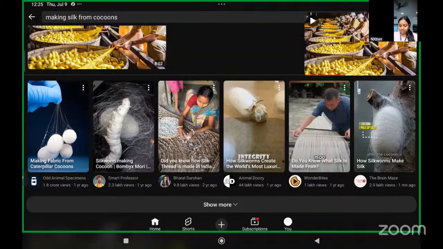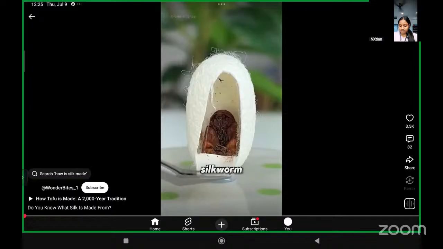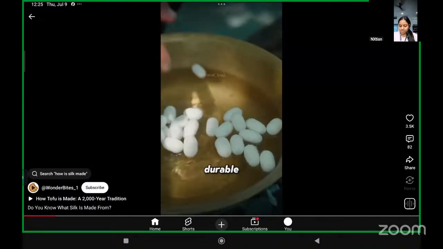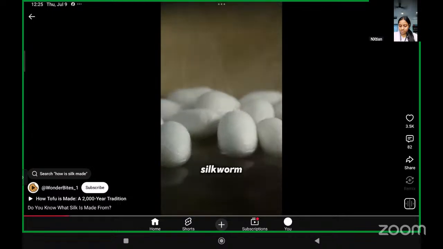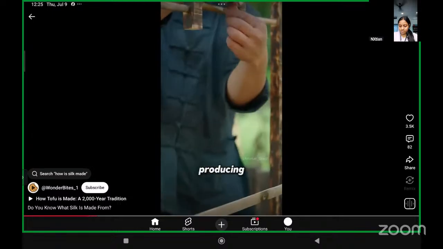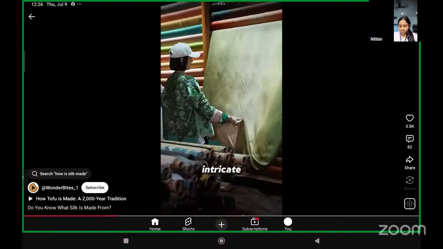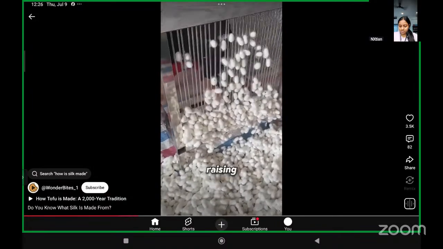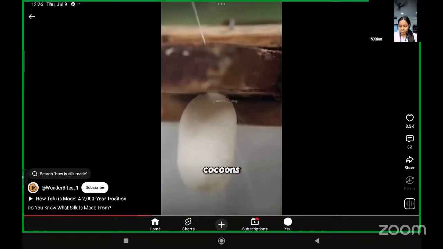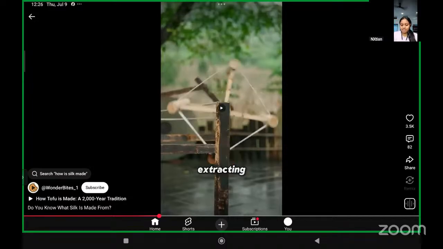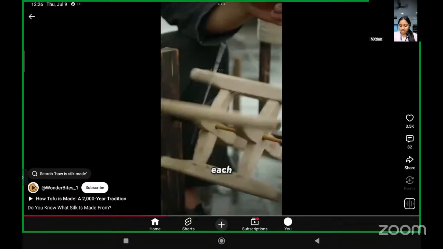This is a silkworm cocoon, made from layers of fine yet incredibly durable silk threads spun by the silkworm. These threads are the primary raw material for producing silk, a fabric celebrated for its delicate and intricate creation process. From raising silkworms and harvesting cocoons, to extracting threads and weaving fabric.